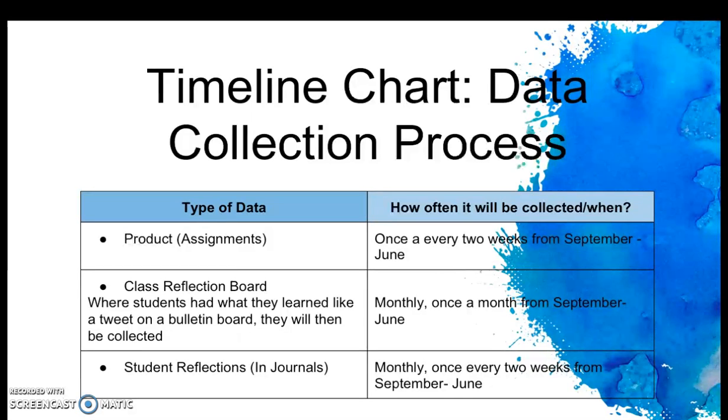So this is my timeline chart of the data collection process. The first one would be a product, which is the assignments, and that would be collected once every 2 weeks from September to June. The next would be the class reflection board, where students write what they learned, like a tweet on a bulletin board, and then it will be collected by me. That would be once a month from September to June. And student reflections, which are in journals, and that would be once every 2 weeks from September to June.